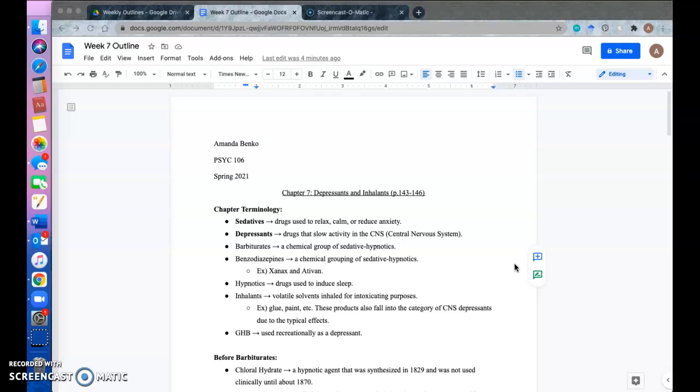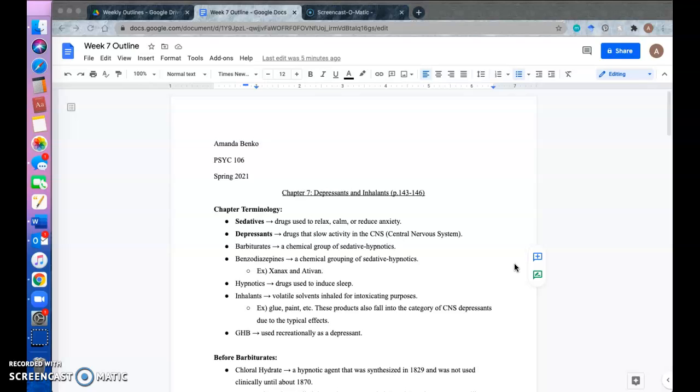First, there are sedatives, which are drugs used to relax, calm, or reduce anxiety. Then there are depressants, which are drugs that slow activity in the CNS, or the central nervous system. Barbiturates, which are a chemical group of sedative hypnotics. Benzodiazepines, which is a chemical grouping of sedative hypnotics, such as Xanax and Ativan. Then there are hypnotics, which are drugs used to induce sleep.